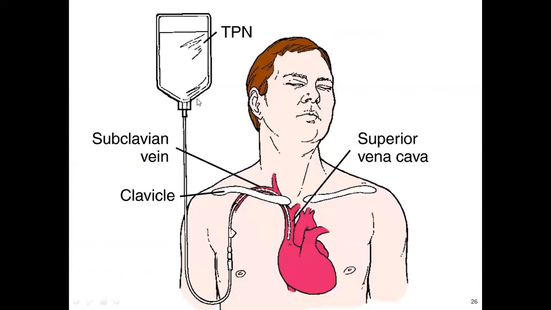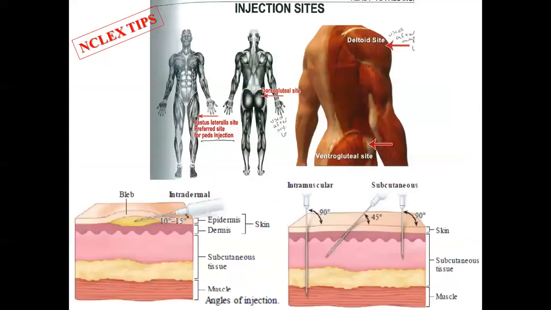Like the picture here, we can see these are the 3 layers of the skin. Most superficial is the epidermis, then the second layer is called dermis. Together they are called cutaneous tissue or skin. Then subcutaneous tissue and muscle layer.